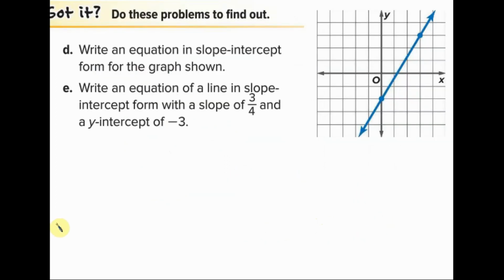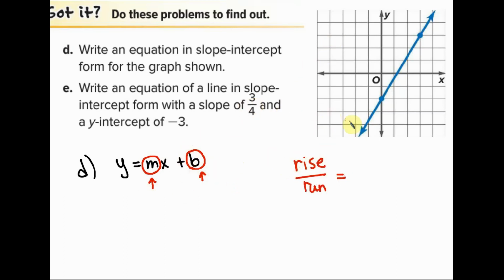The next problem, write an equation in slope-intercept form of the graph shown. If I want to write the slope-intercept form, I begin by writing the format y equals mx plus b. In here, there are 2 numbers that you need to replace. The first one is the m, the second one is b, where m is your slope, b is your y-intercept. To find the m value, let's do rise over run. It looks like they already picked 2 points for you. Here's 1 point, and here's the second point.